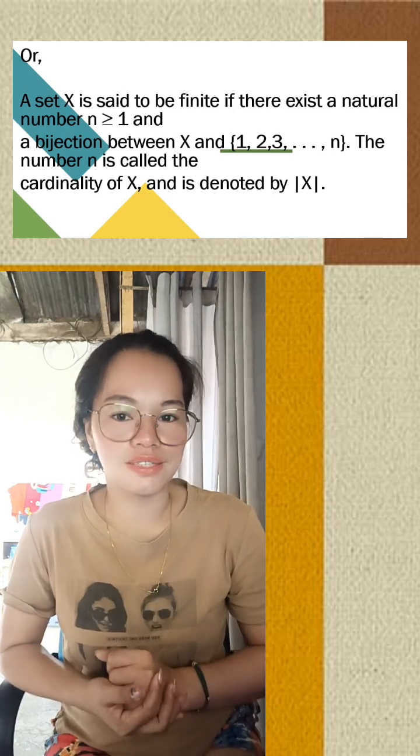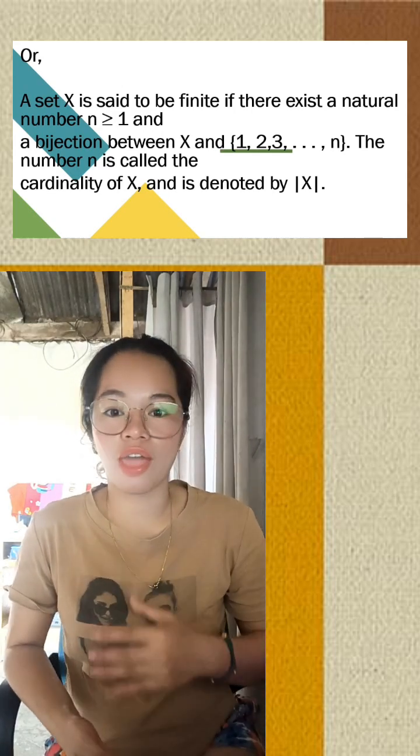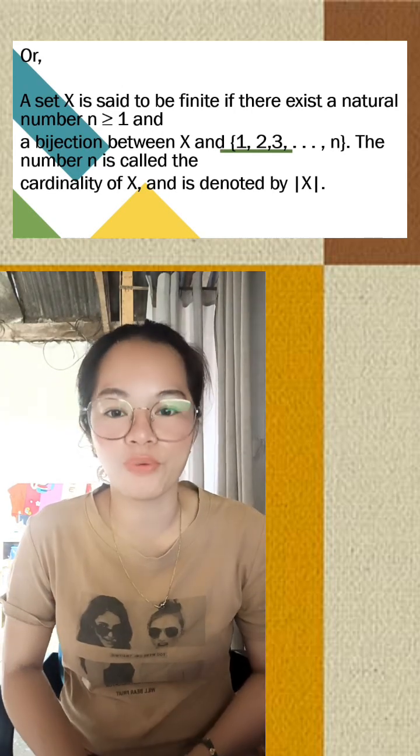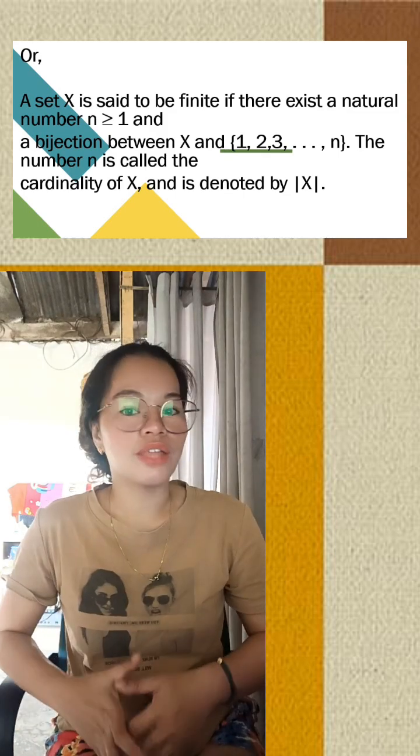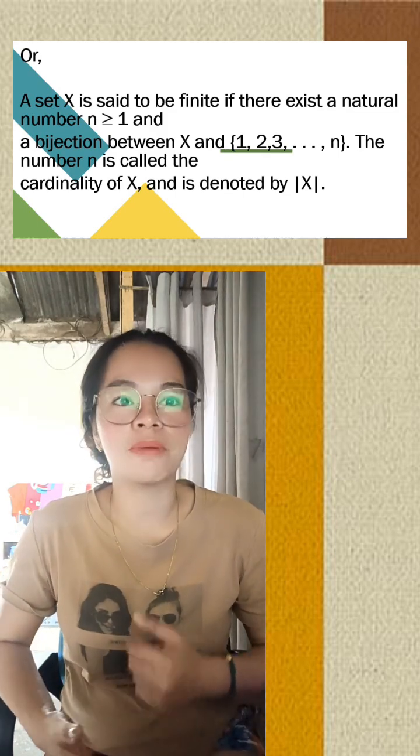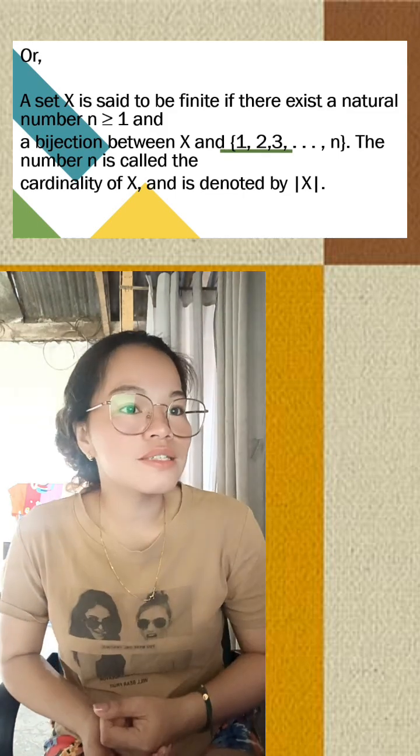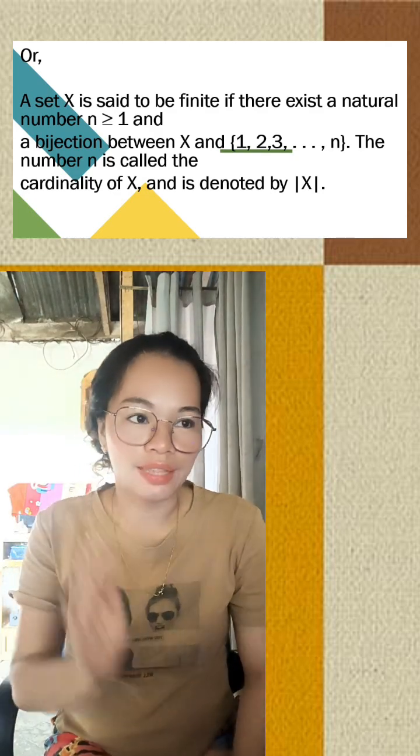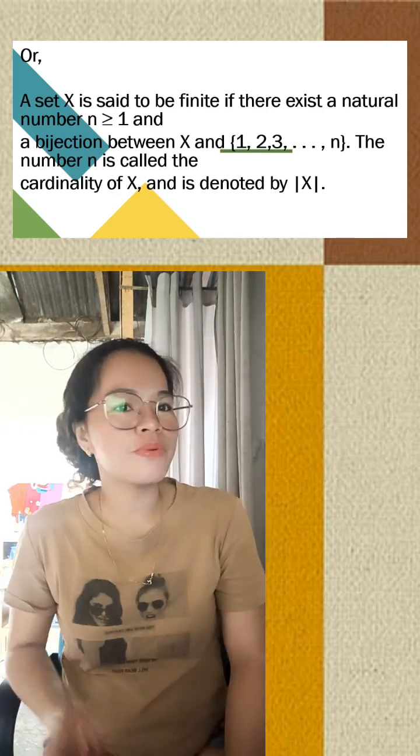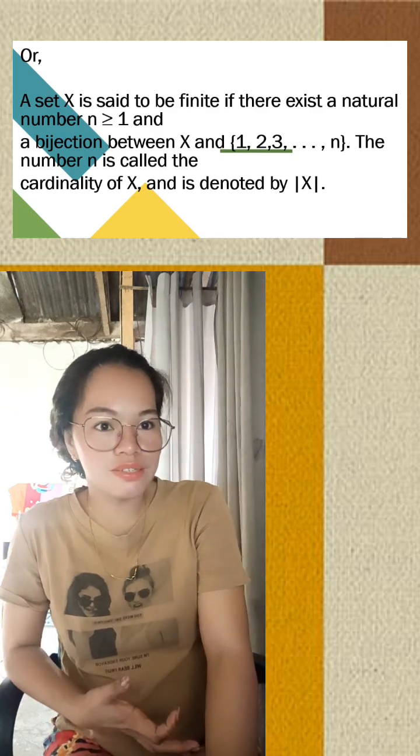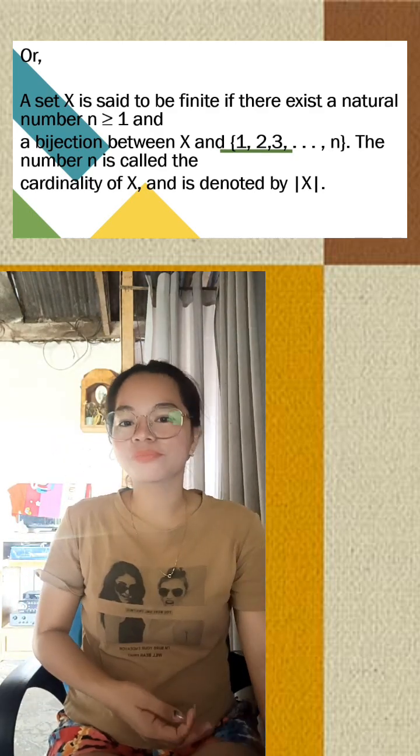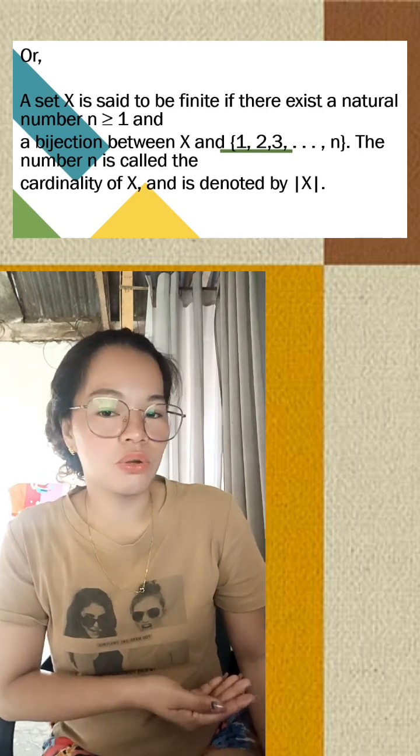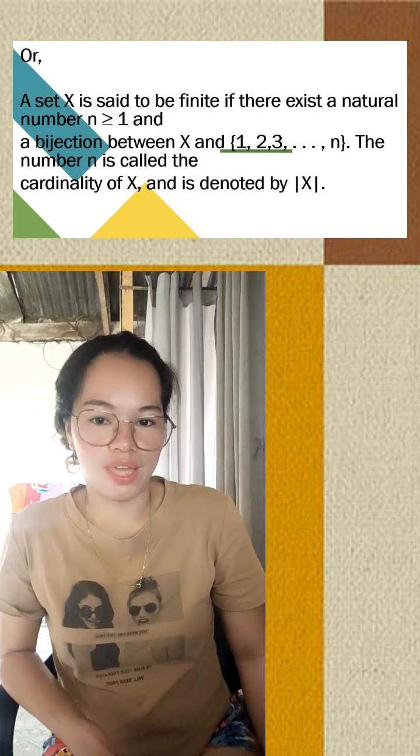Or we can say that a set X is said to be finite if there exists a natural number n greater than or equal to 1 and a bijection between X and {1, 2, 3, ..., n}. The number n is called the cardinality of X and is denoted by the absolute value of X.